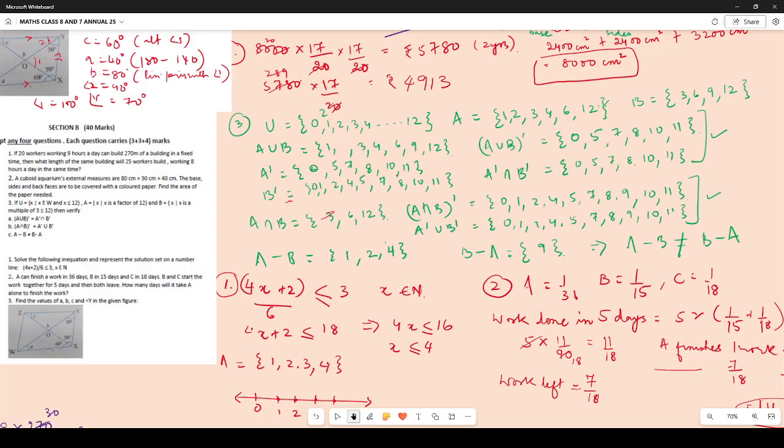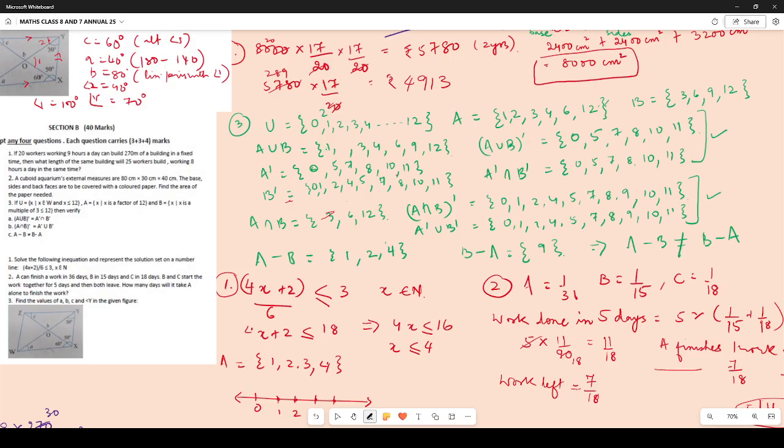Now, (A union B) complement is equal to A complement intersection B complement. So let us first find out what is A union B and then we can find out A union B complement.